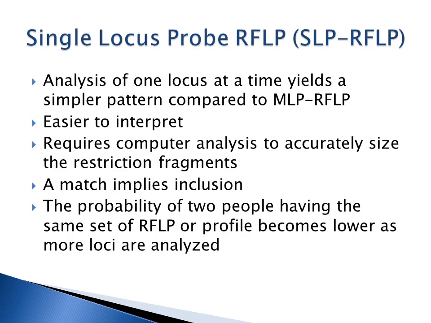So the probability of two people having the same set of restriction fragment length polymorphisms or a profile becomes lower as more loci are analyzed. So you're analyzing one locus at a time using a single probe. And if you analyze numerous loci with different probes and then compare each one of those profiles, you're going to get a lower probability of two people having an exact same pattern or profile.